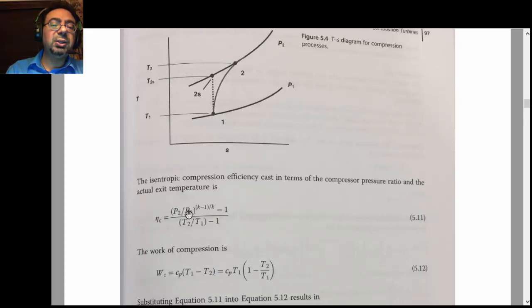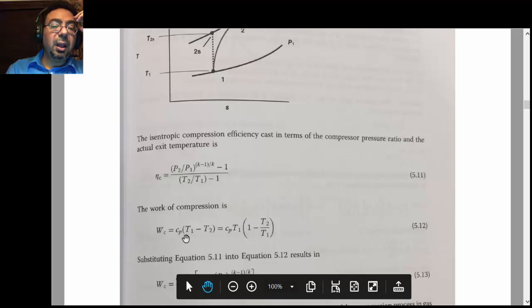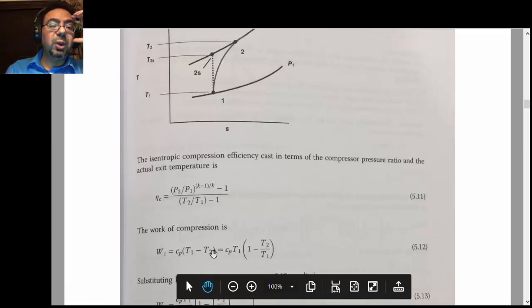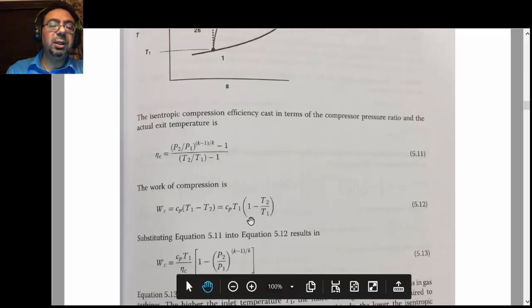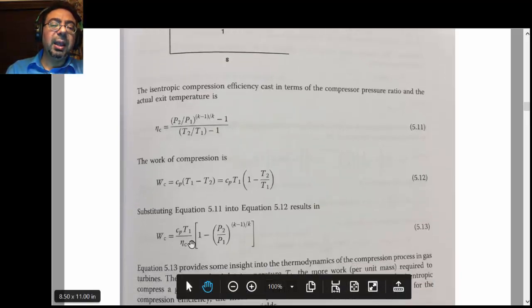And what happened to T2s over T1? He replaced it by the pressure ratio to the power K minus 1 divided by K. So from this, and using the fact that the work of the compressor is H1 minus H2, this way it will end up being negative, that's okay, right? H1 minus H2, which becomes Cp times T1 minus T2. He will use this T2 over T1 from here. See what he did here? He took T1 out, so this becomes 1 minus T2 over T1, and he will replace T2 over T1 from this expression, and he ends up with this.